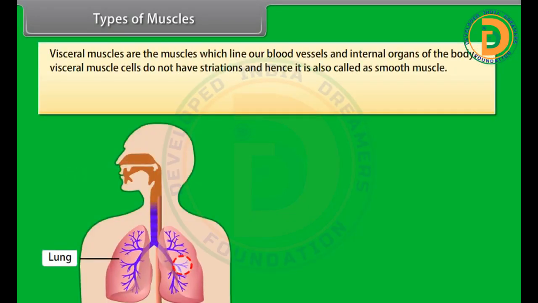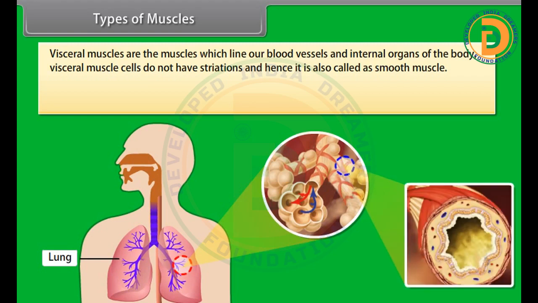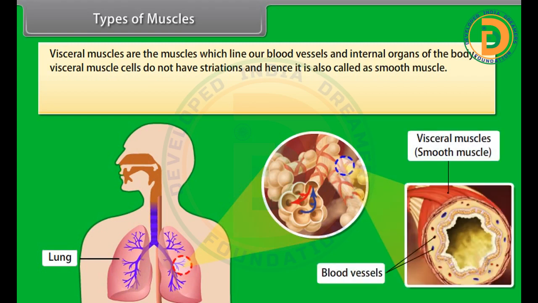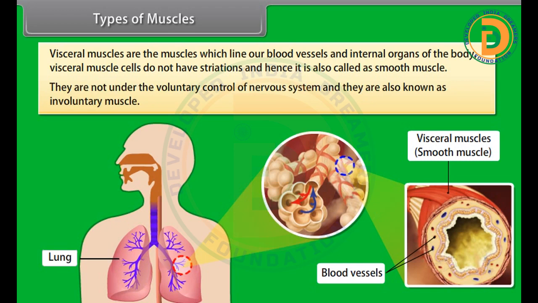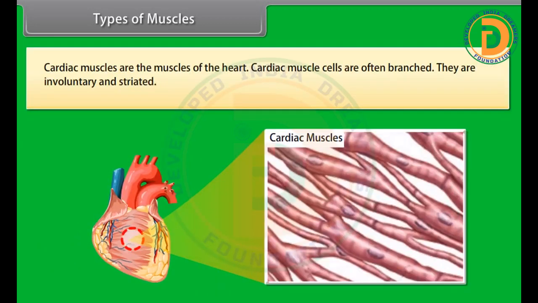Visceral muscles are the muscles which line our blood vessels and internal organs of the body. Visceral muscle cells do not have striations, and hence it is also called smooth muscle. They are not under the voluntary control of the nervous system, and they are also known as involuntary muscles. Cardiac muscles are the muscles of the heart. Cardiac muscle cells are often branched. They are involuntary and striated.